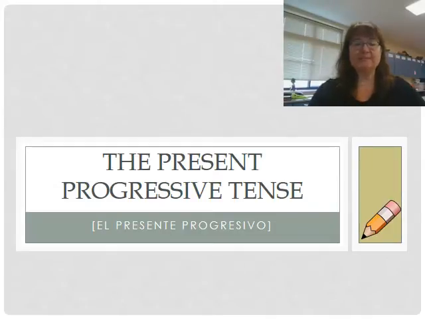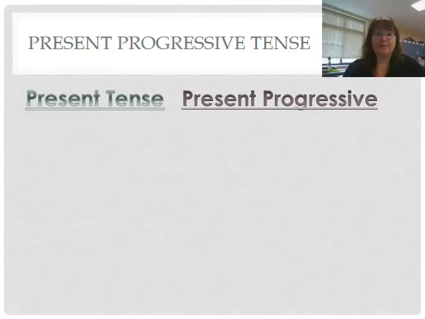Hola clase. We're going to learn a new tense, the present progressive tense, or el presente progresivo in español. This is basically the ing ending. Okay, so let's take a look at what the present progressive tense is.